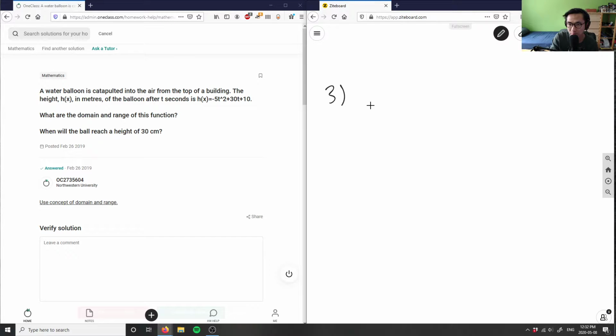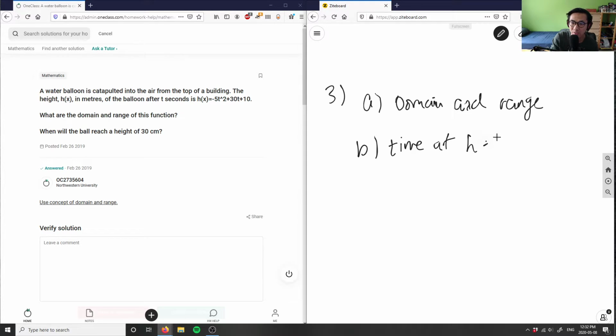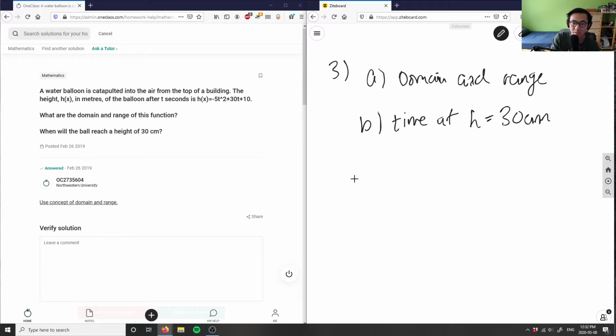So A is asking us domain and range, right? Domain and range. And then B is asking us time at height equals 30 centimeters. I'm using h here as height. So now let's do the domain and range first. So I'm given the function here. We're given the function h equals -5t squared plus 30t plus 10 here. And we're looking at what is the domain and range.